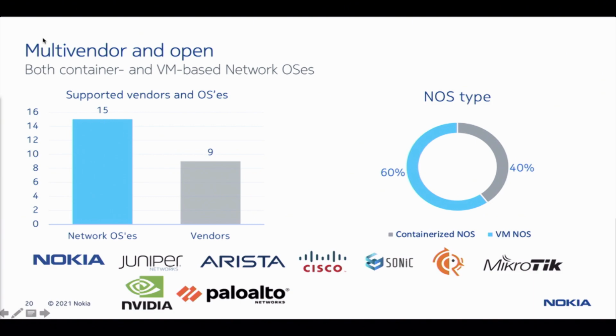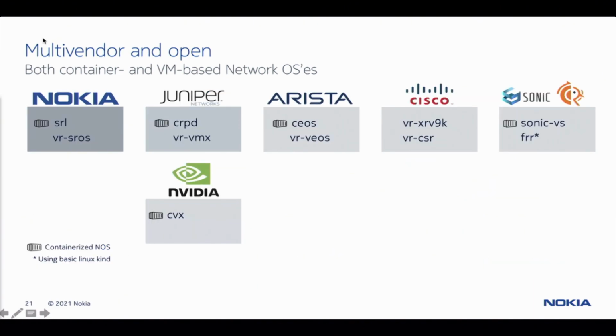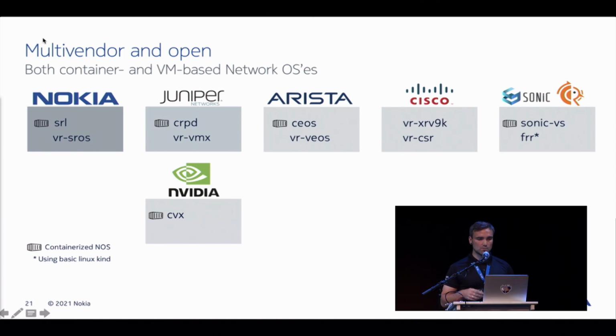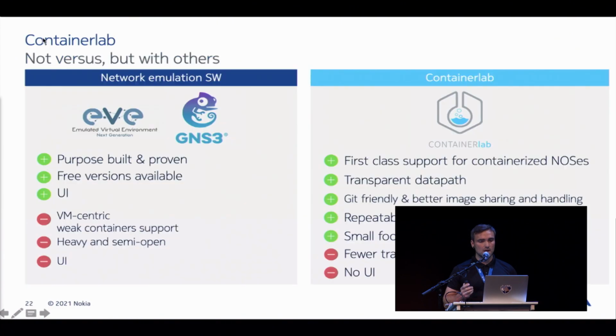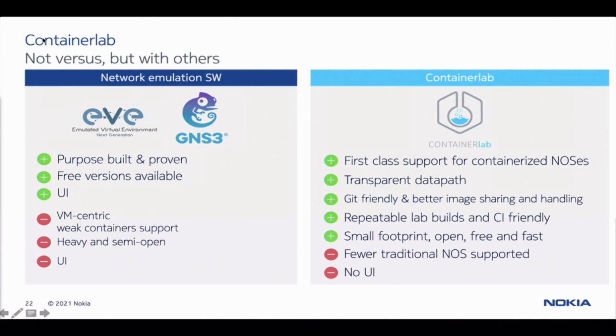Across the board, we have these vendors already supported with different images. And you see here with these kind strings what we support. So for Juniper, cRPD, vMX; Arista, CEOS, both container and VM based; XRv9k for Cisco; SONiC, FRR, and CVX from NVIDIA. Now, I will finish this off by saying that Containerlab is not something that substitutes for GNS3.